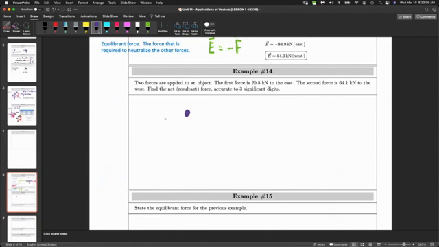So the first force is east, and it's a shorter force. I'll just call that F1. And then the second force is way longer, and don't mind me with my lack of straight lines here.